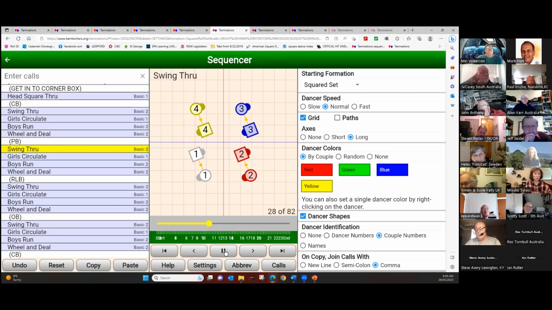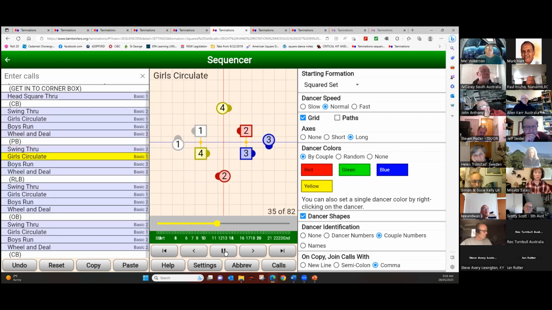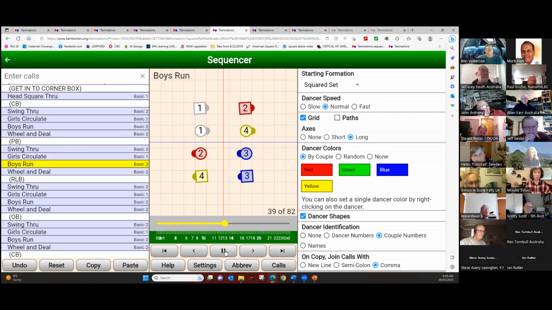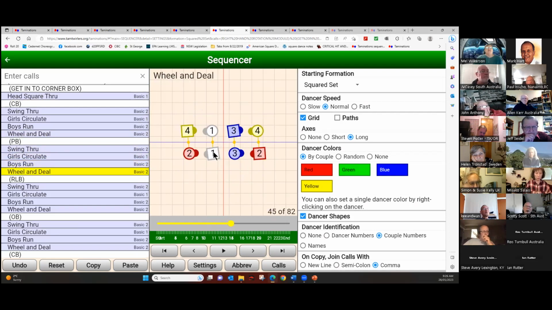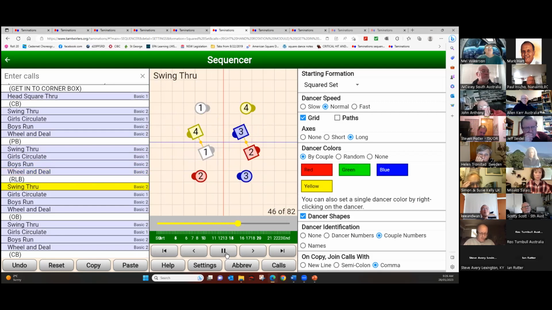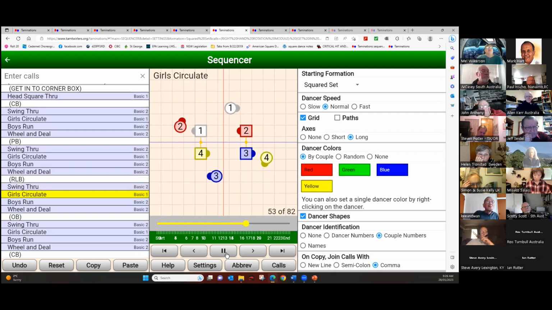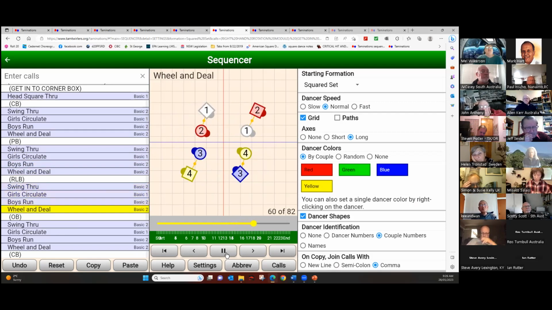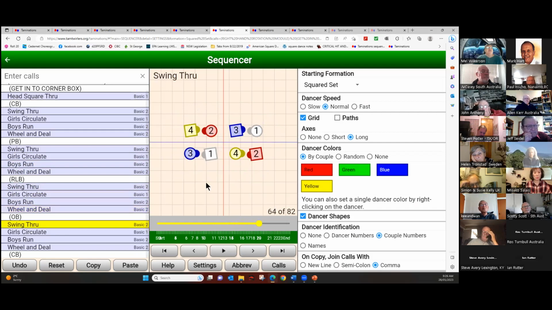Okay, I do the same thing from a partner box, swing through, girls circulate, boys run, wheel and deal. That should take me to a right-hand lady box. Is everybody looking at their right-hand lady? Yes, they are, and they're all in sequence. I do it again, swing through, girls circulate, boys run, wheel and deal. Okay, I've now gone from a right-hand lady box to an opposite box. Is this an opposite box? Everybody's looking at their opposite? Yes, and they're all still in sequence.